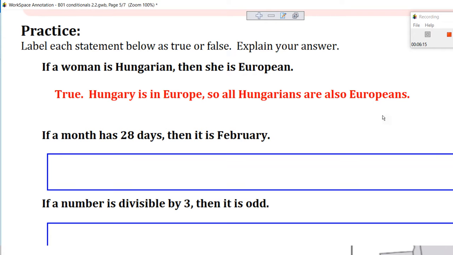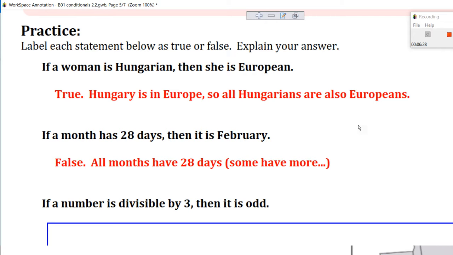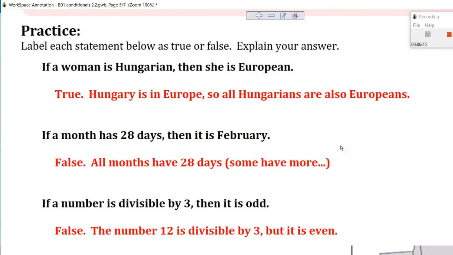If a month has 28 days, then it is February. This is false. All months have 28 days. Most of them just have more. So that one is a false statement. Tricky one though. If a number is divisible by 3, then it is odd. False. The number 12 is divisible by 3, but it is also even. We could have had other examples. You could have had 6, you could have had 18, 24, numerous examples where we could have different ones that are even but divisible by 3.